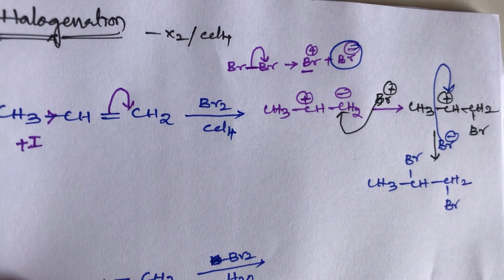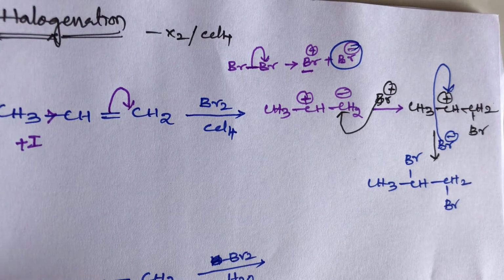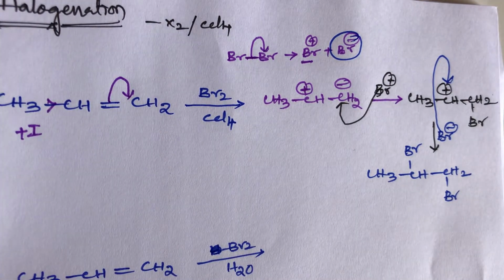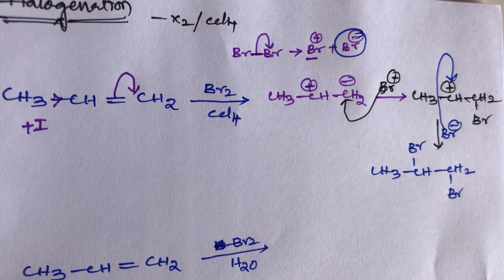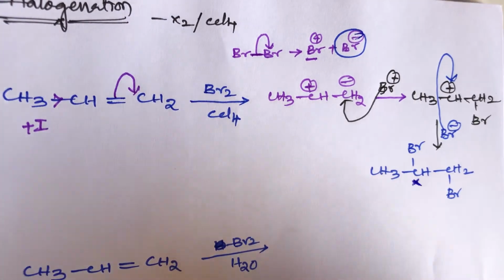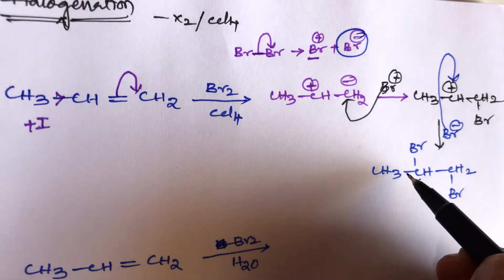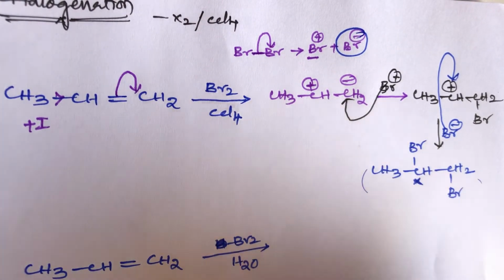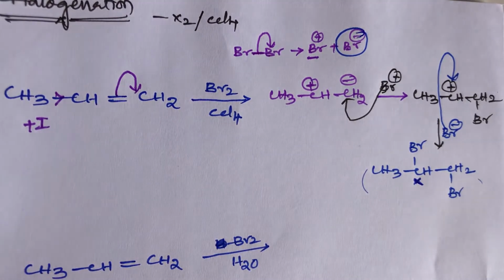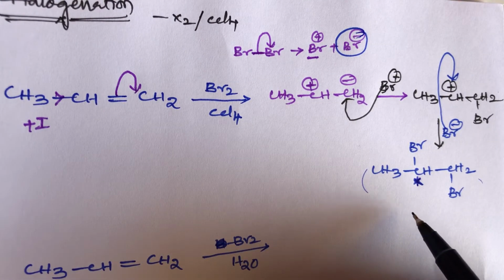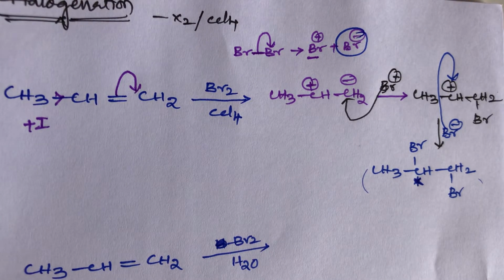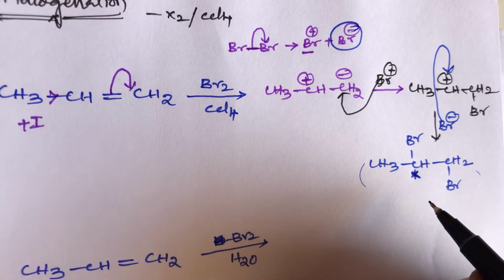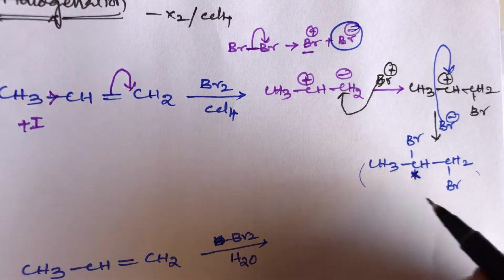So halogenation in the presence of non-polar solvent. What is the final product? That is 1,2-dibromopropane. It has a chiral carbon. Why? Because this carbon is surrounded by four different groups: one methyl, one bromine, one hydrogen, and the CH2Br group. So there is one chiral center, and a racemic mixture is formed in this compound, that is 50% dextro and 50% laevo. Racemic mixture is formed.